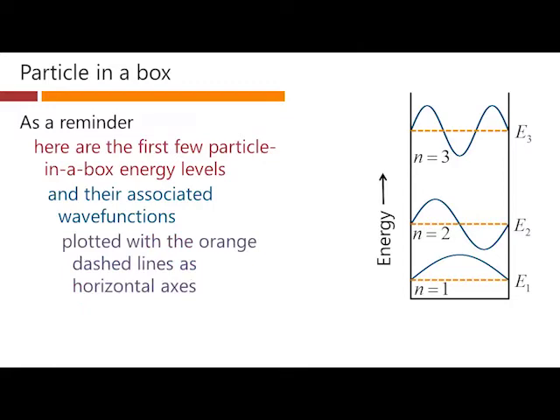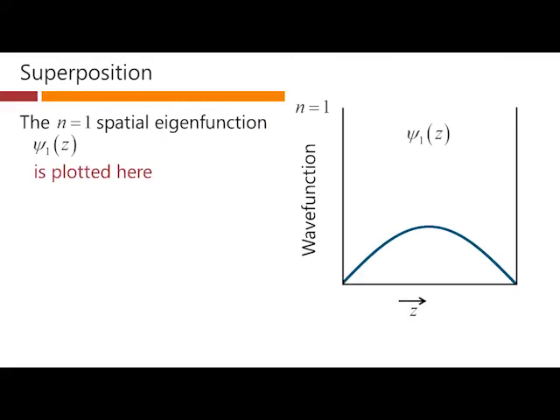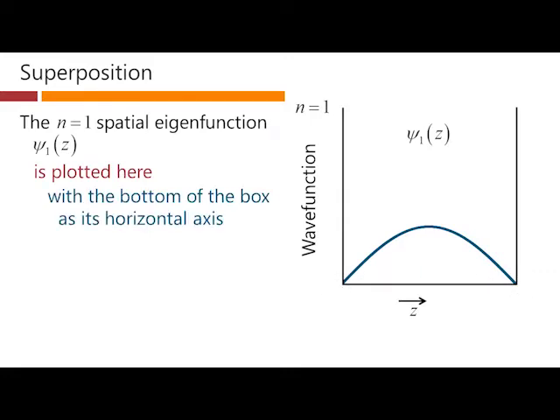And here we've been plotting these in each case with these orange dashed lines as the axes we've been using to plot the wave functions. Just a nice way to do it. What we're going to do now is plot the same wave functions one at a time, but now we're going to use the bottom of the box as the horizontal axis. So here's the first wave function, psi1 of z.